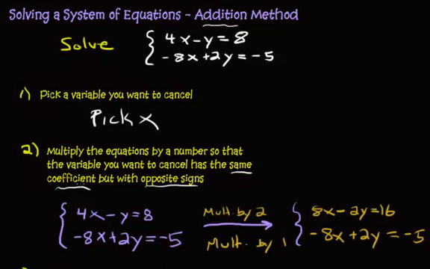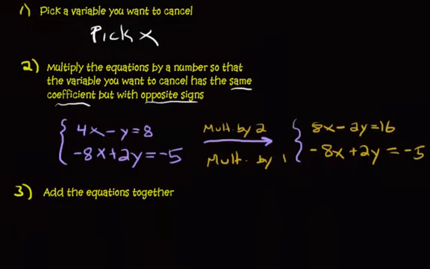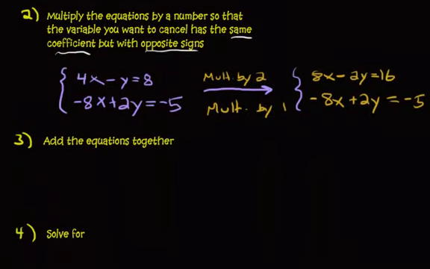Okay, but I've satisfied step 2. I want to cancel x. The numbers in front of x are the same, but opposite signs, so we're good to go. Let's move on to step 3, where I'm going to add the equations together. So 8x minus 8x is 0x. Negative 2y plus 2y is 0y. And 16 minus 5 is 11.